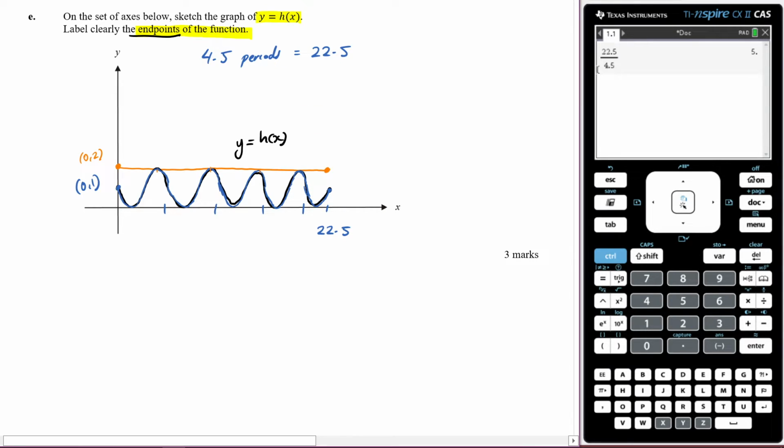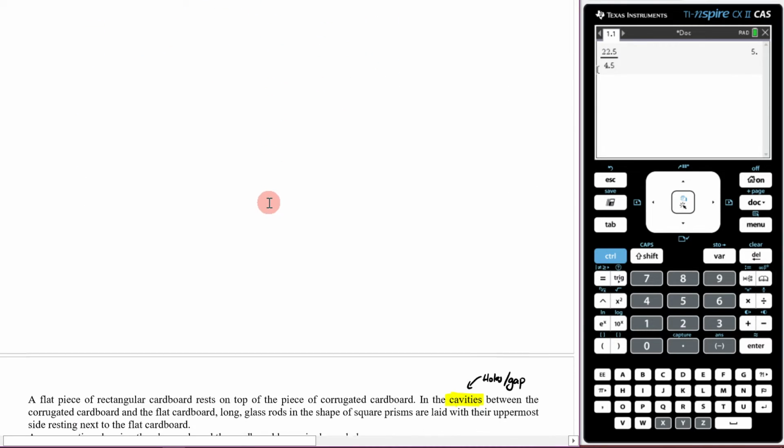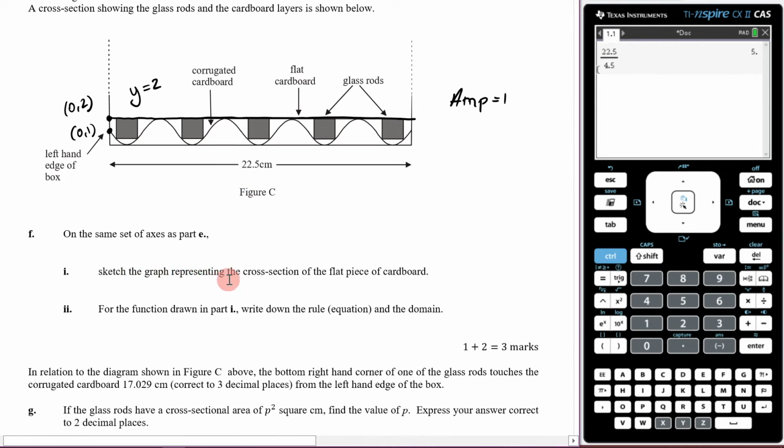Okay. This point right here, we said was (22.5, 1). And that means that this other point here is going to be (22.5, 2). So (22.5, 2), (0, 2), we've got a straight line there, which is touching 1, 2, 3, 4 times. Okay, now we come here, sketch the graph.